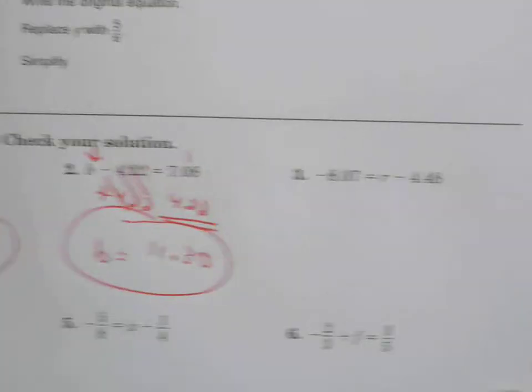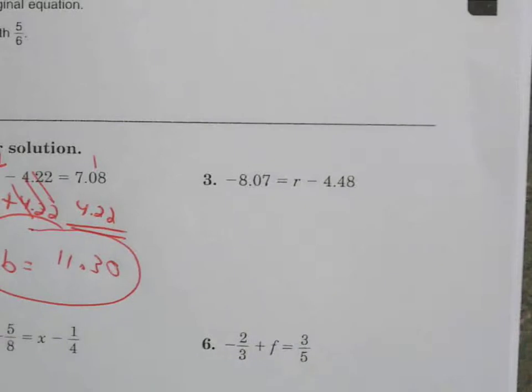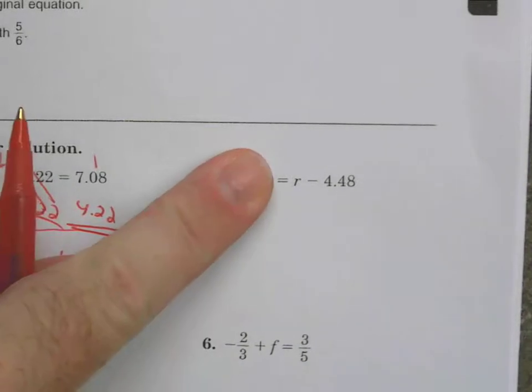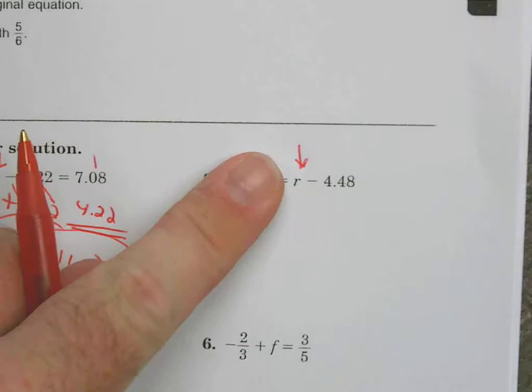Next question. I guess we get to talk a little bit more about positives and negatives. Don't worry about this being a negative yet. That's not going to come into play yet. I draw my arrow. Here's my R. That's where my work starts. That's where my thinking starts.